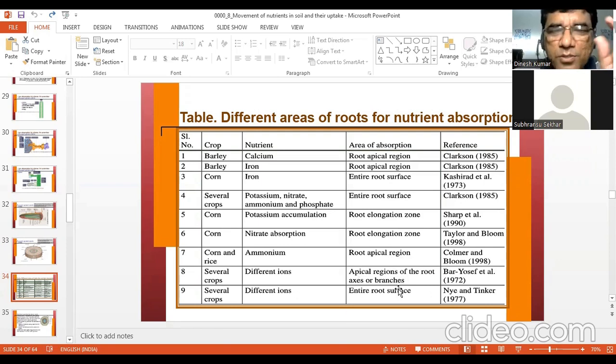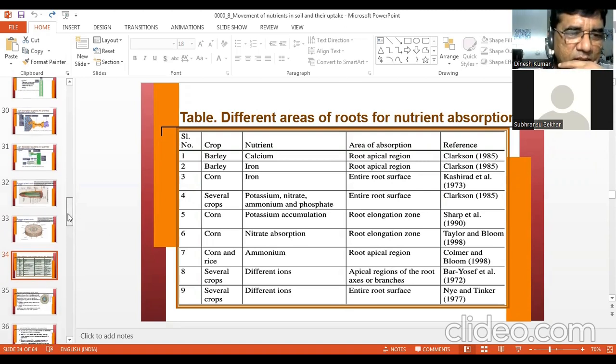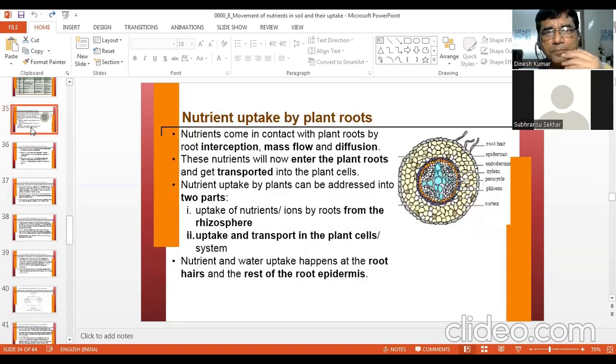So what is the message? You don't bother about it. You just remember one thing, that all parts of the root are involved in the uptake of ions. You cannot specify that the nutrients are taken up by this section of the root or that section of the root. The whole root, the entire root surface, is involved in the uptake of nutrients. However, if you want to see nutrient specific, you can see it. Many people have done this kind of research, and the information is available.